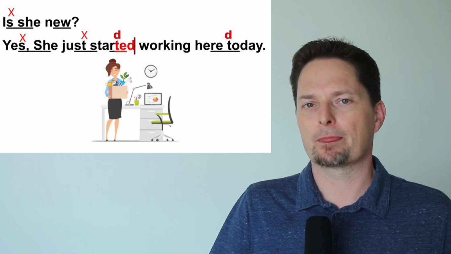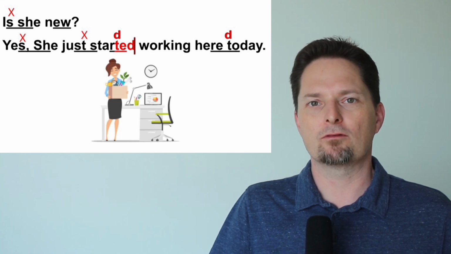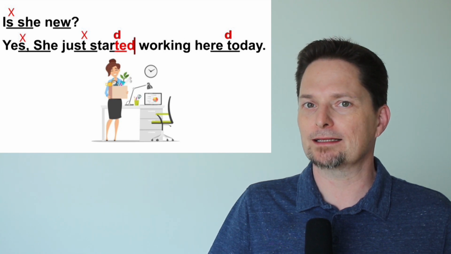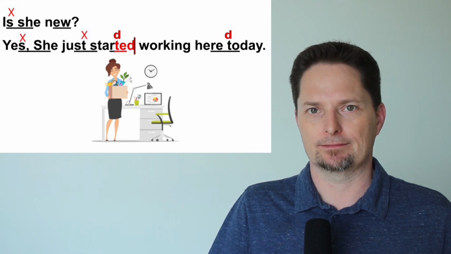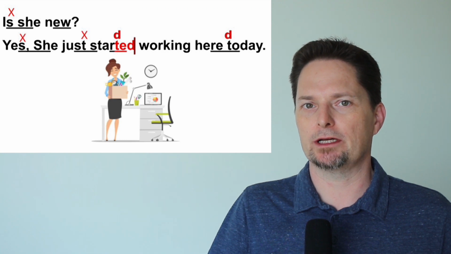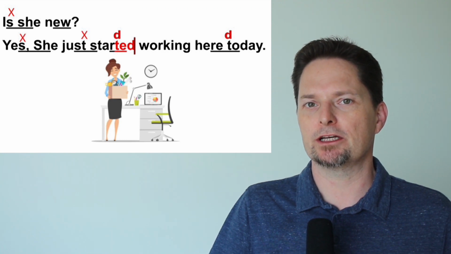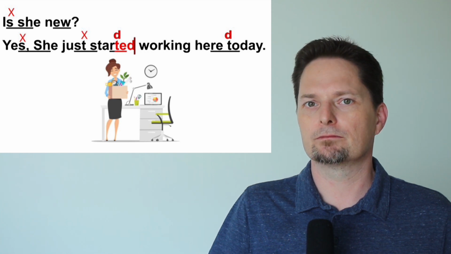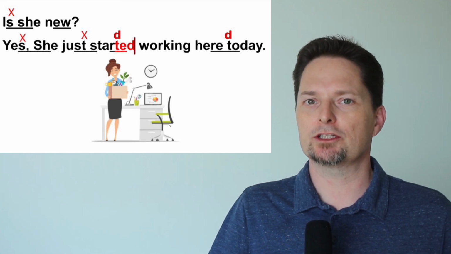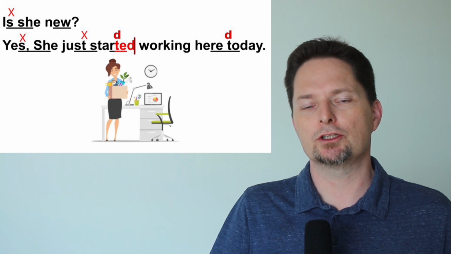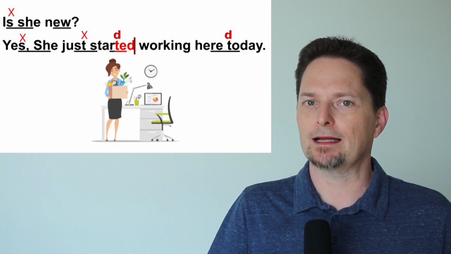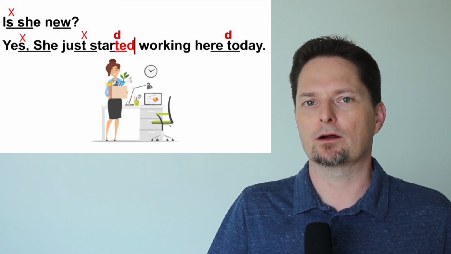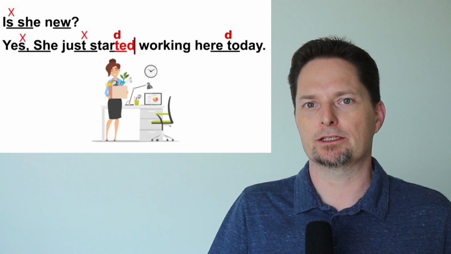Is she new? We have an S with is before an SH sound. When you have an S before SH, the S is silent. So we don't say is she, we say ish. Is she new? Yes, she. Again, we have yes, she. The S is before the SH, so it is silent. You don't hear it. You hear, yes, she.